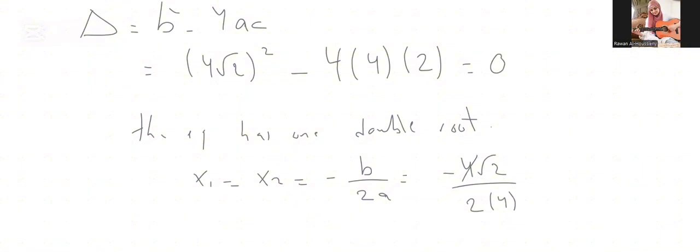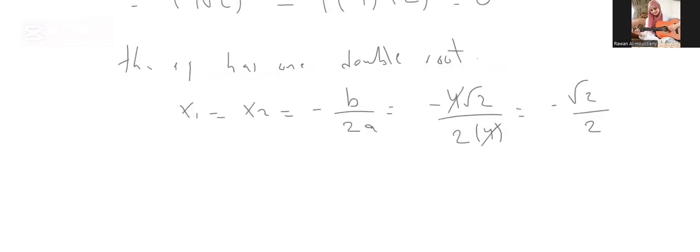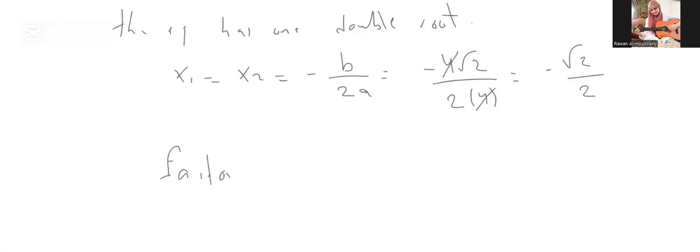We will get minus radical 2 over 2. So this is x1 and x2. It's equal to minus 2 minus radical 2 over 2. So now if we want to factorize it, here we want to factorize g of x.